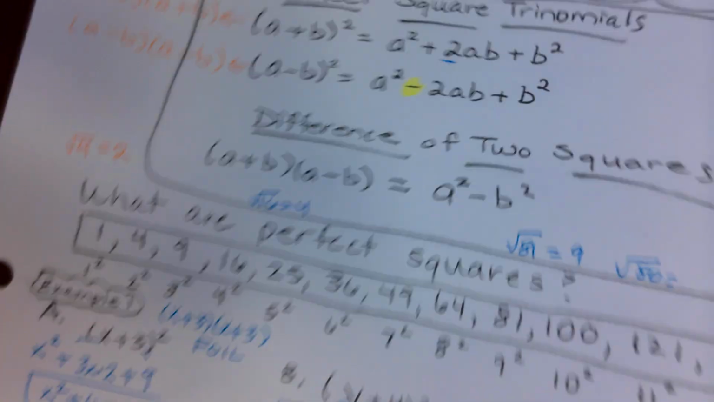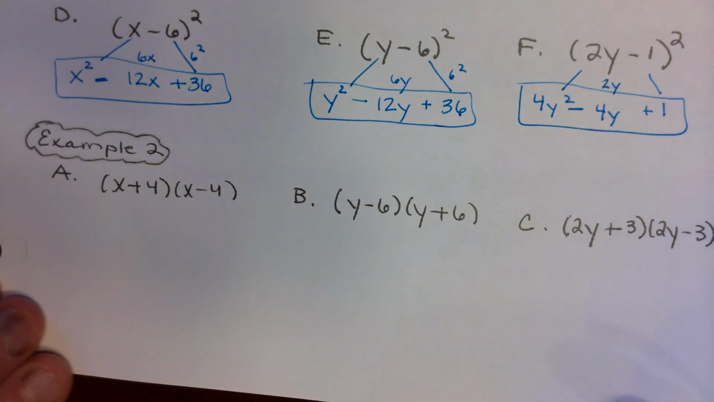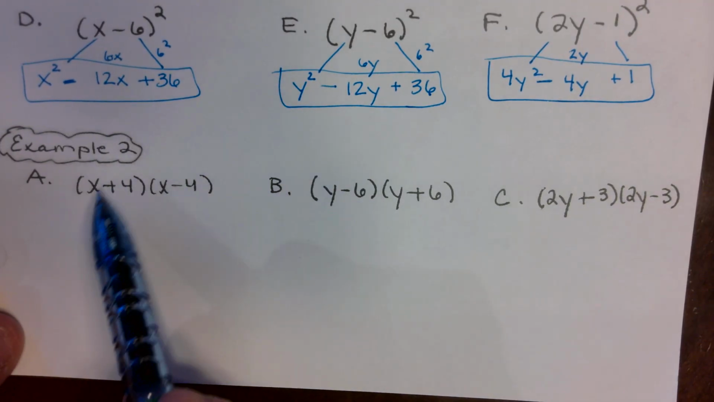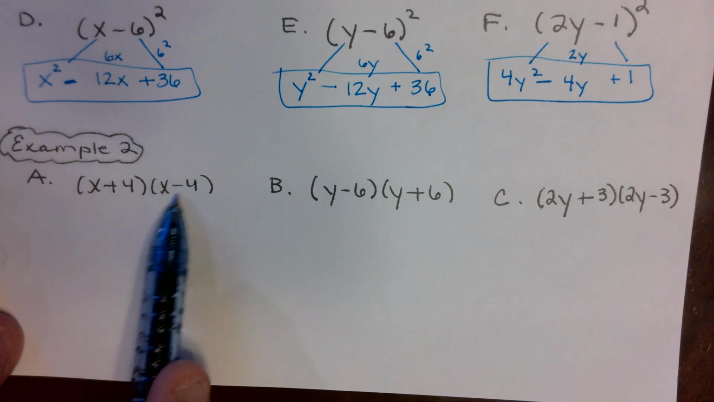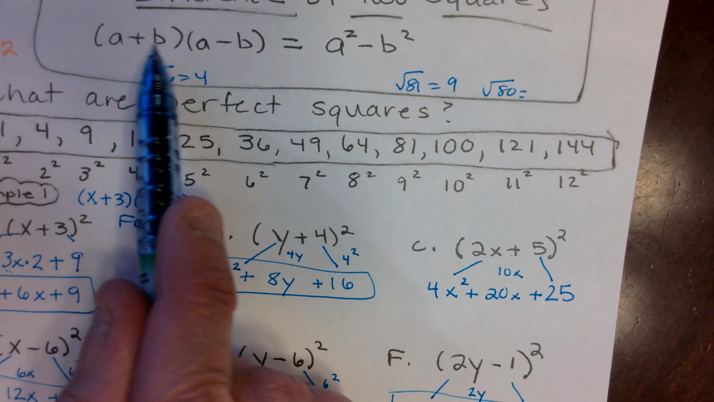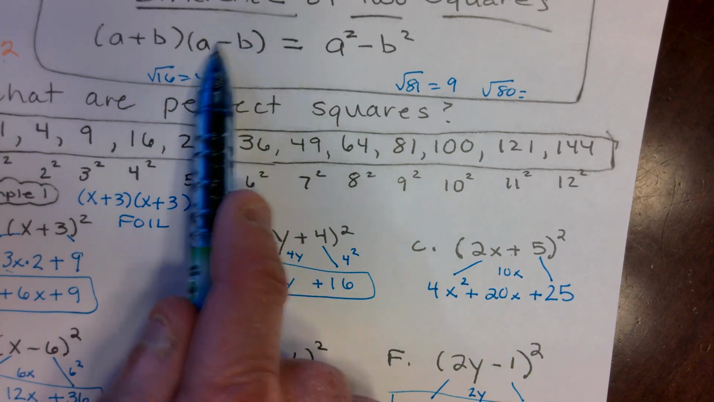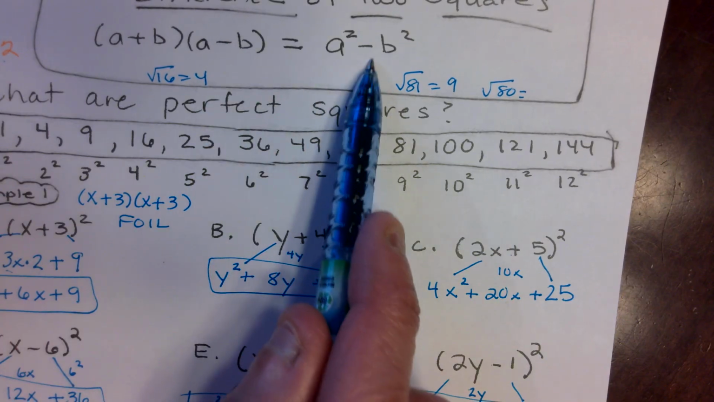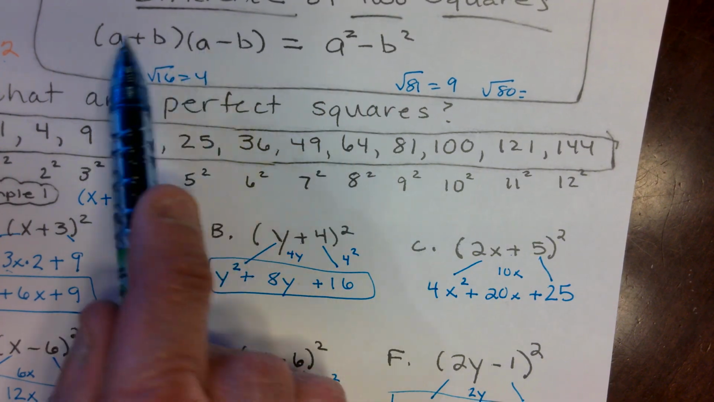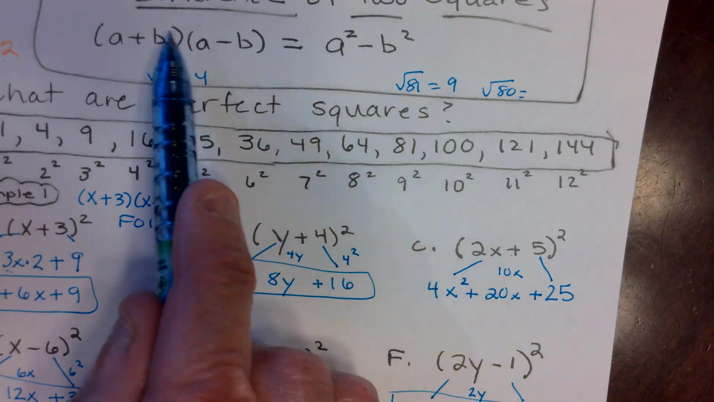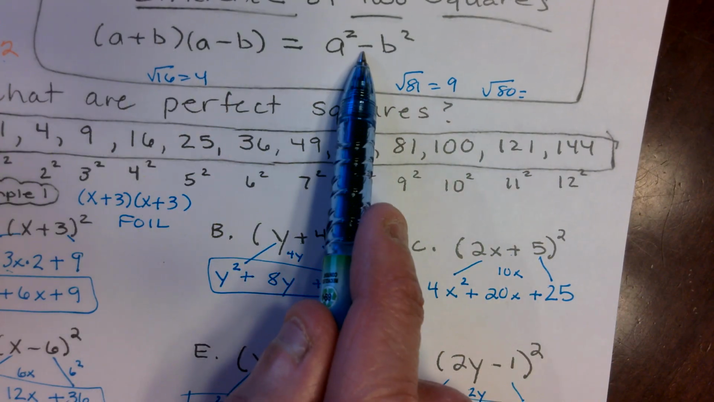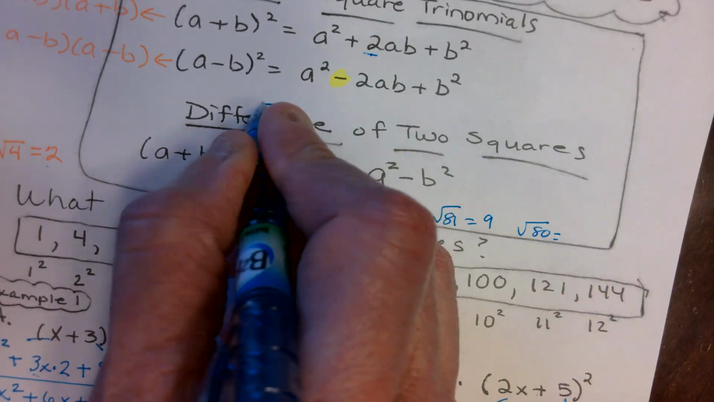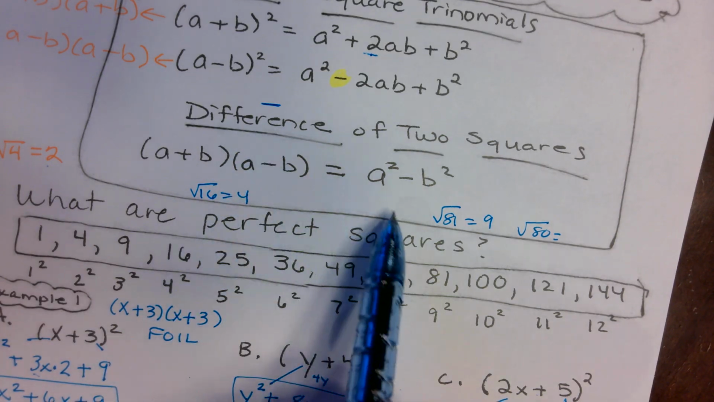Lastly, we have these. And as you can see, now we have a positive and a negative. That's very similar to these. And the nice thing about that is that the middle term is gone. So it's just a times a squared, b times b squared, and then it's a difference. And you know a difference is subtraction. So it's going to be a subtraction.